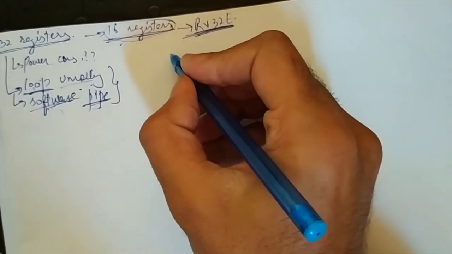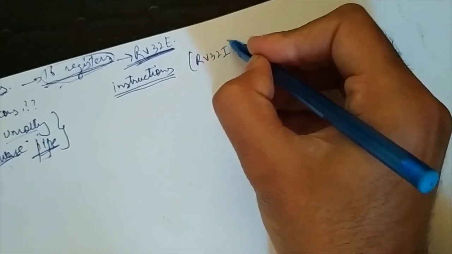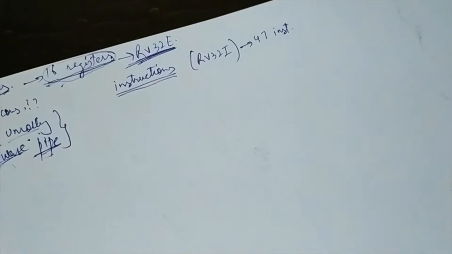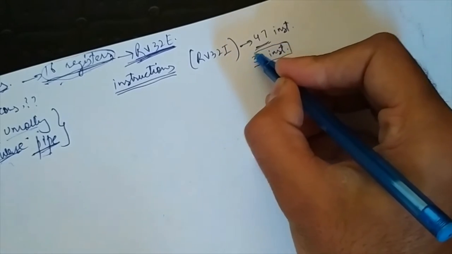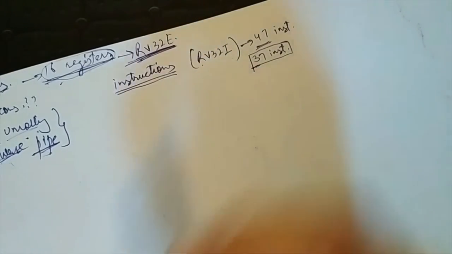For any particular ISA, the main thing we have to discuss is the instructions in that ISA. What are the different instructions? In the base RV32I, there are 47 instructions. However, in this course and this lecture, we will be discussing only 37 instructions. Those 37 instructions will be sufficient for designing the processor. There are some other instructions which are required for synchronization, for example the fence instruction and some others. Currently, they are not of use to our processor designing, so we will leave them for the advanced course. So we will only discuss 37 instructions of RV32I.